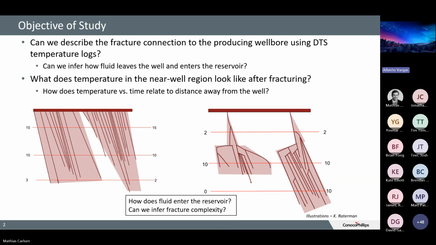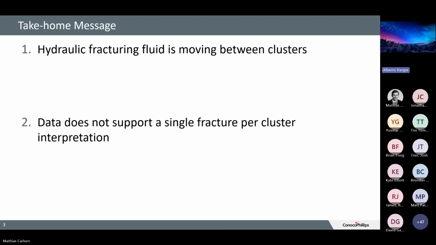The only way we could really figure this out is we had DTS data. We had fiber data on this well, and we had the warm back data. You're going to hear me talk about cool downs and warm back. We had that for this well. So we said, can we use that to figure out which one of these is more likely? The take-home message, if you've got to go and pick someone up, is that hydraulic fracturing fluid is moving between these clusters. That was one of our big takeaways from this.